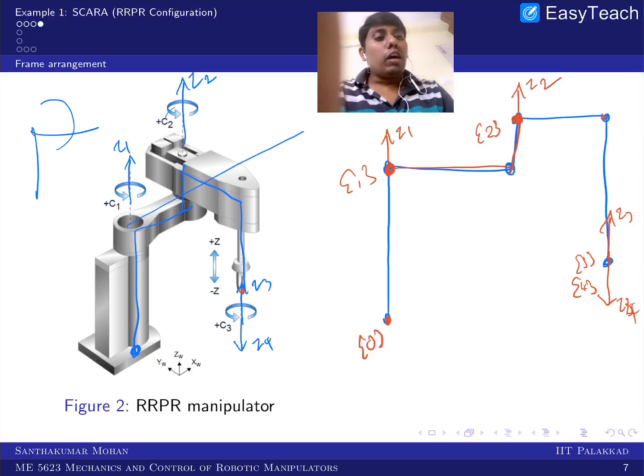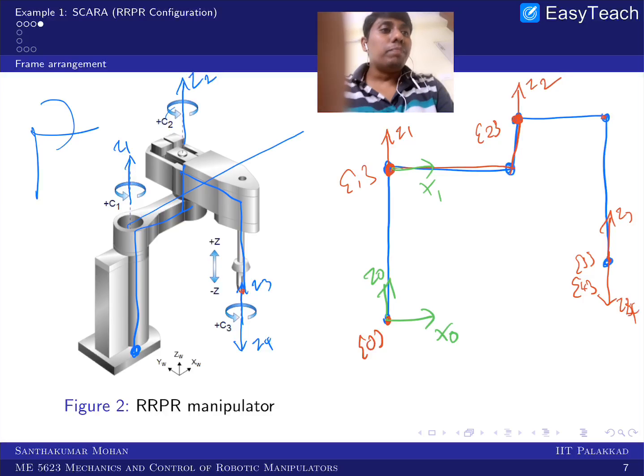Okay. So now what do you need to fix? The Z0 axis. I am fixing it parallel to Z1. Now you need to fix X0. I can fix X0 because these two are parallel, and these two are also parallel, X1, and these two are parallel, X2, and this is X3 and 4, right?